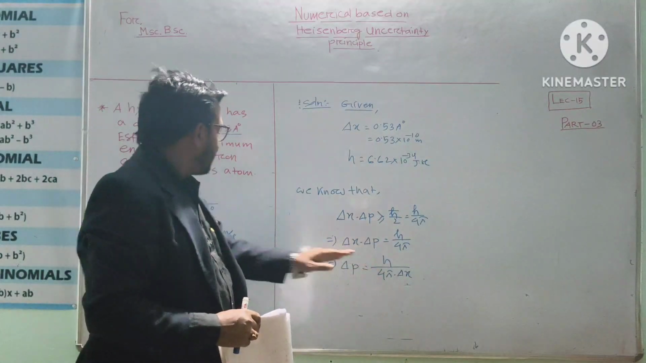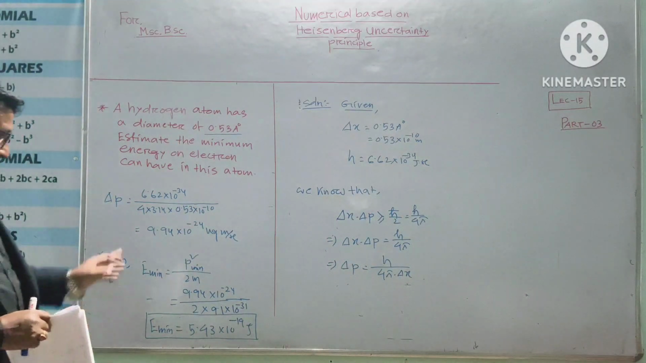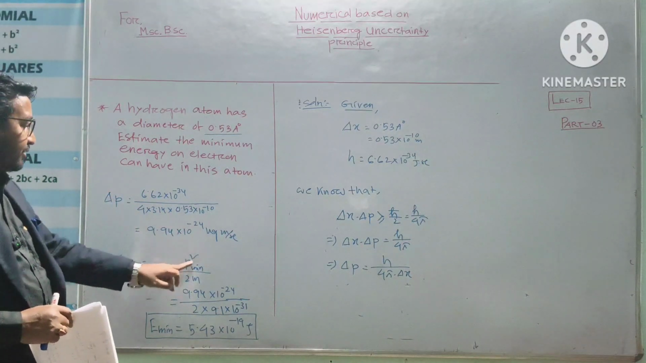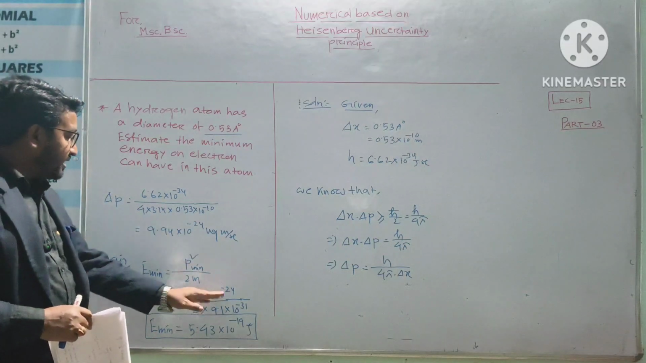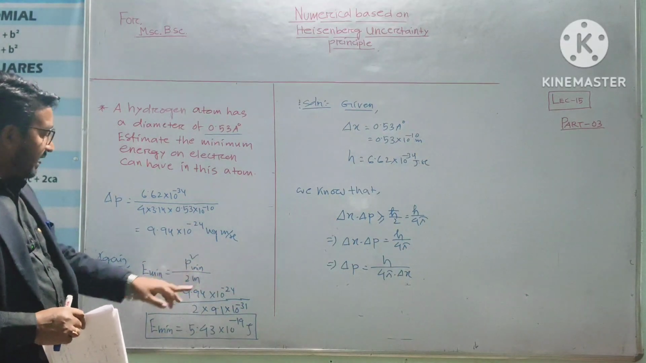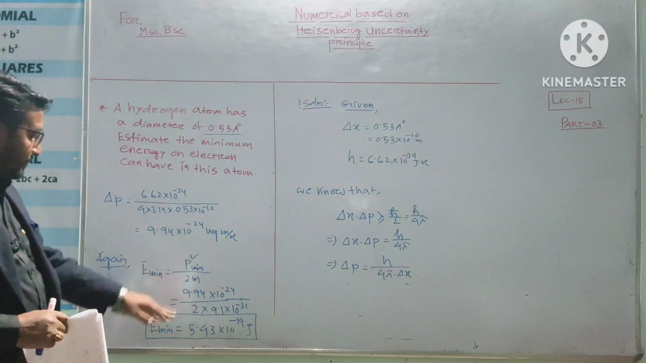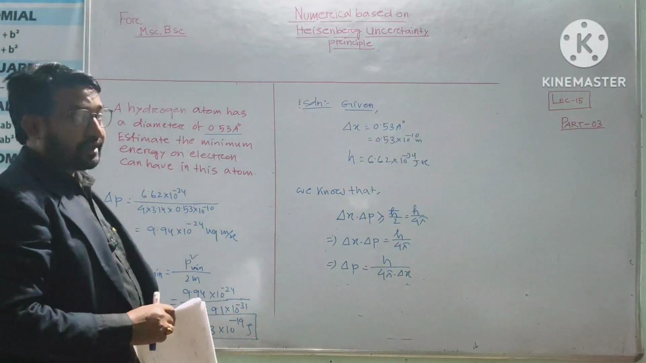When all the values are substituted in this equation, we get 9.94 × 10^-24 kg meter per second. Again, we know that E minimum equals p minimum squared divided by twice m. When the value of p is substituted in this equation, with 2m meaning 2 times the mass of the electron, 2 × 9.1 × 10^-31 kg, after solving this part we will get E minimum equal to 5.43 × 10^-19 joule.